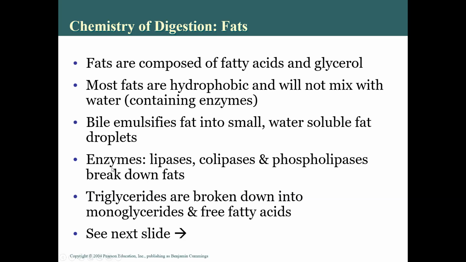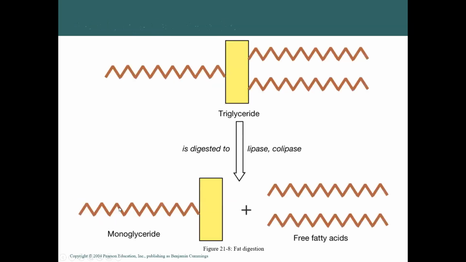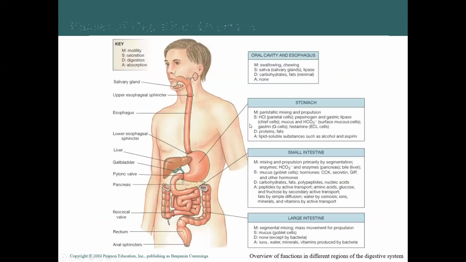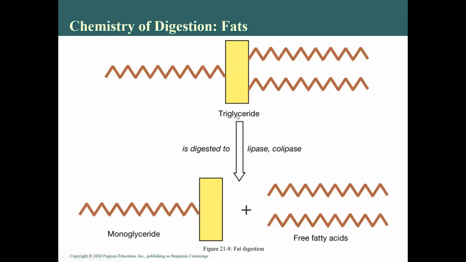Okay, so the enzymes that break down fats are called lipases, colipases, and phospholipases. Phospholipases break down phospholipids. Triglycerides are broken down into monoglycerides and free fatty acids. A triglyceride means that there's three fatty acids attached to one molecule of glycerol. And you can see it here. This is called the triglyceride. The triglyceride is made up of the glycerol, which is the yellow, and three fatty acids. It shows them as a zigzag because as the carbons attach to each other, it kind of changes direction.